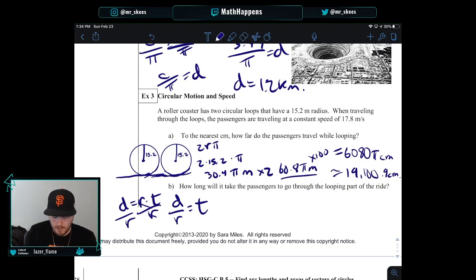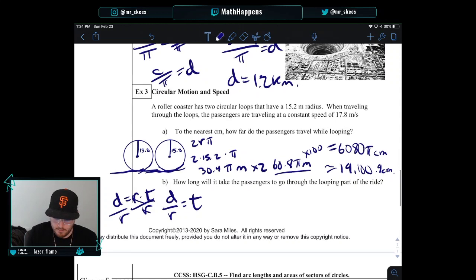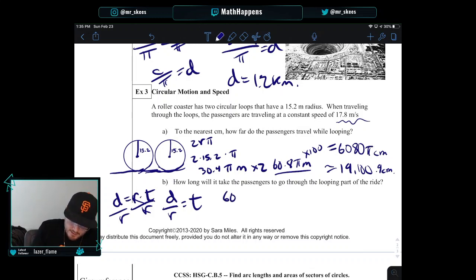So take the distance that we traveled. I'm gonna leave it in the whole pi thing. Hope you're okay with that. What did they give us the speed in? They gave us the speed in meters per second. So even though I just converted it to centimeters, I don't want to use the centimeter measurement. I'm using the meters. If the speed is in meters per second, I need my distance in meters. So the distance that we just traveled is 60.8 meters.